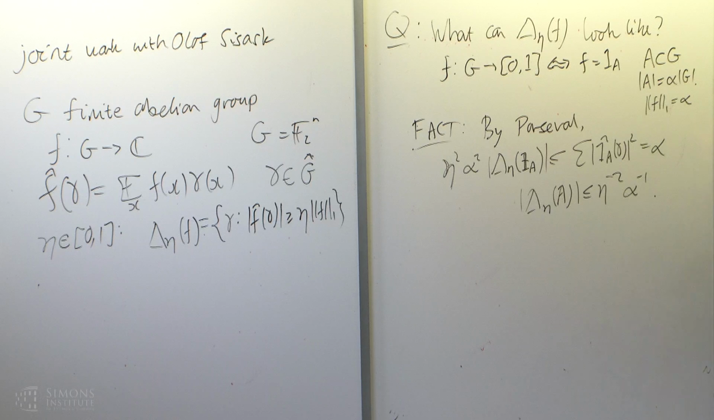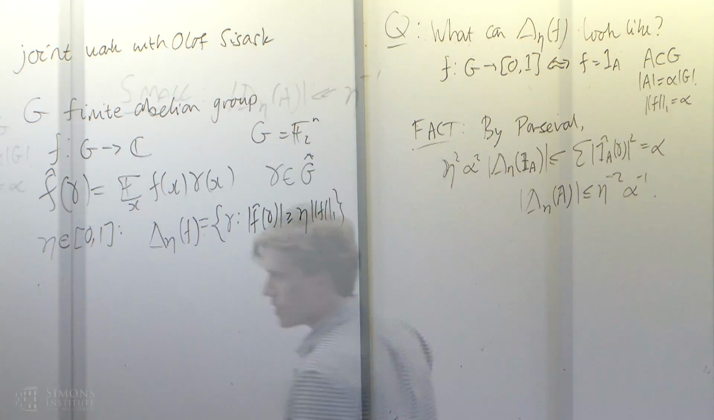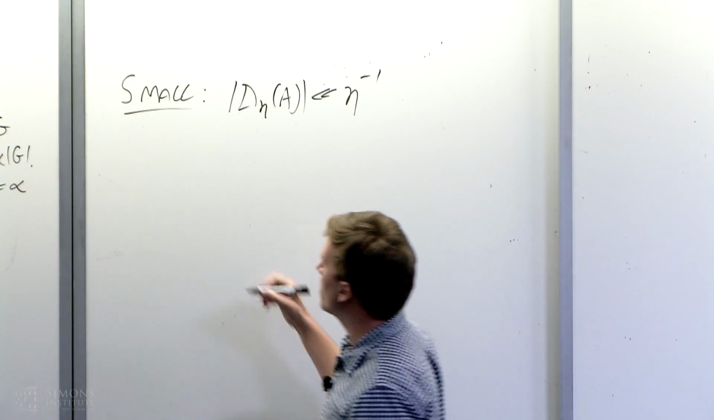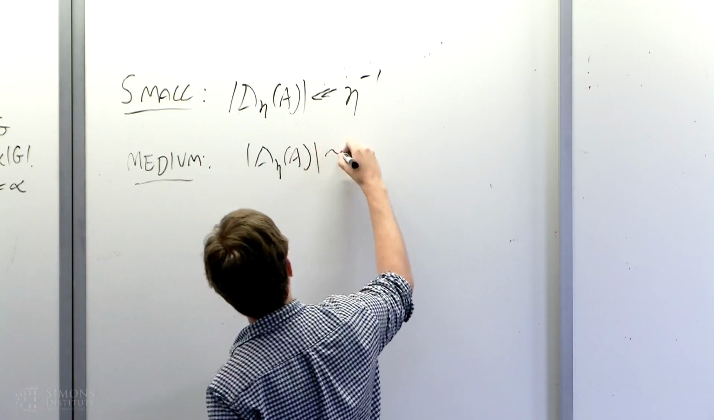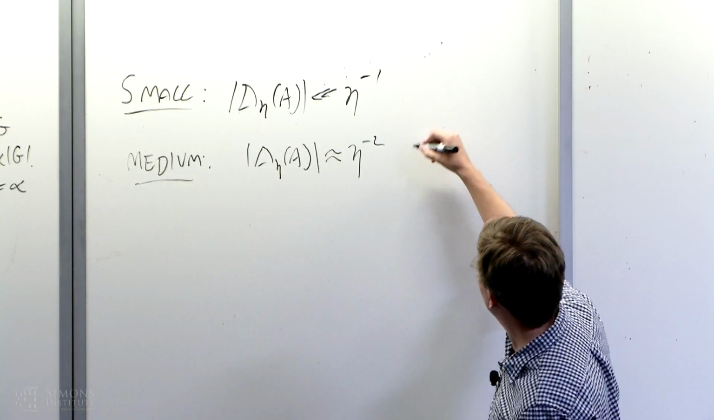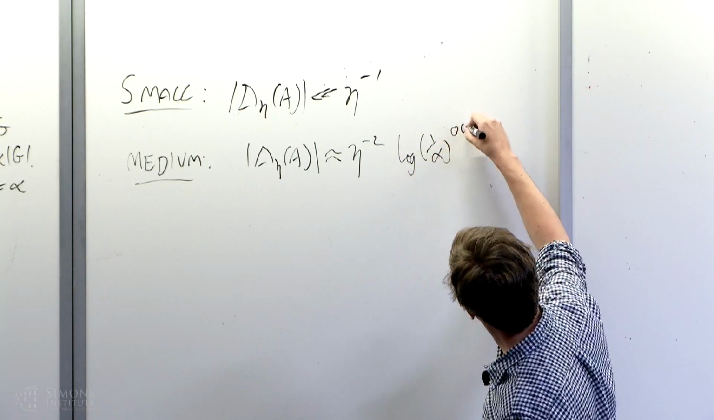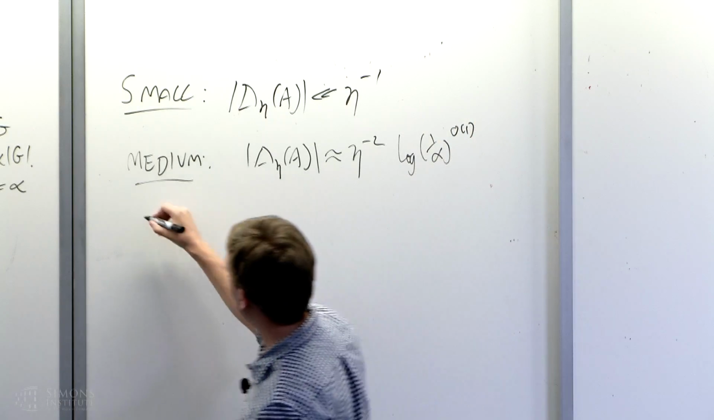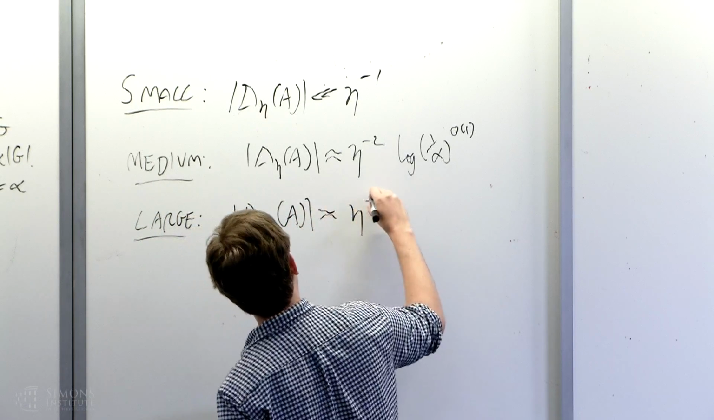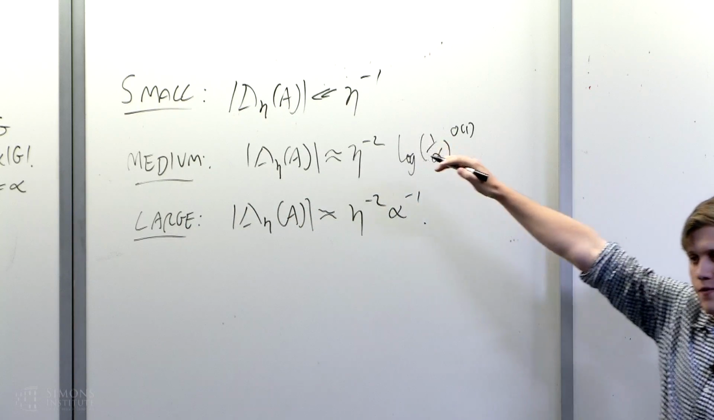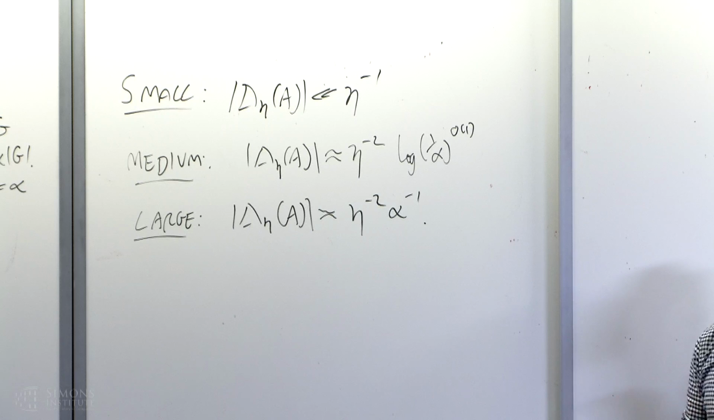And it turns out there are essentially three regimes of spectra that you can think about. The first regime is when the spectrum is very, very small, say eta to the minus 1 in size. Then the medium regime is when the size of the spectrum is roughly eta to the minus 2, up to log factors. And then you've got the large regime, when it's essentially as large as it can be. It turns out that you get slightly different behavior in each of these three regimes in terms of what can actually arise and what phenomena you can observe. So I'll do them in order.